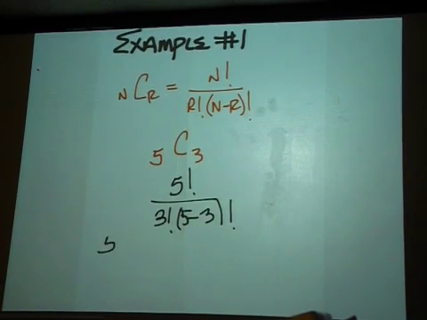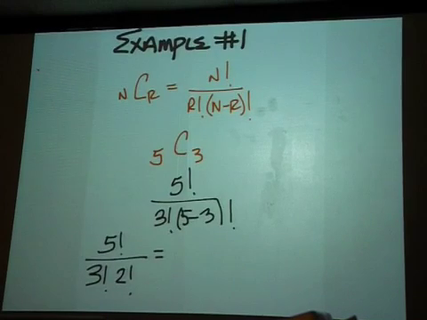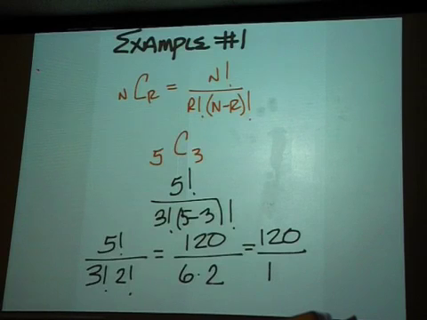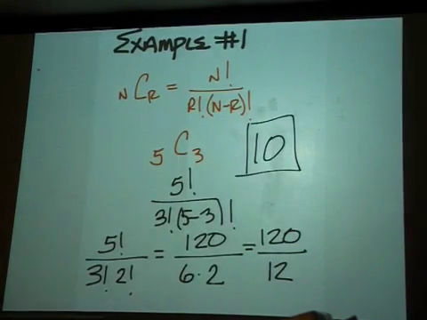On the top we still have 5 factorial. On the bottom it's 3 factorial times 2 factorial. And 5 factorial is 120. On the bottom 3 factorial is 6. 2 factorial is 2. So it's really 120 divided by 12, which comes out to a neat answer of 10.